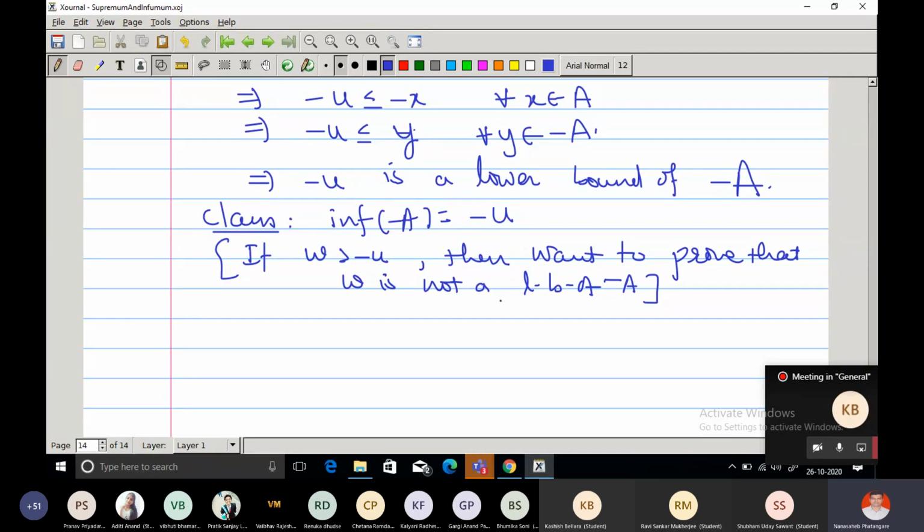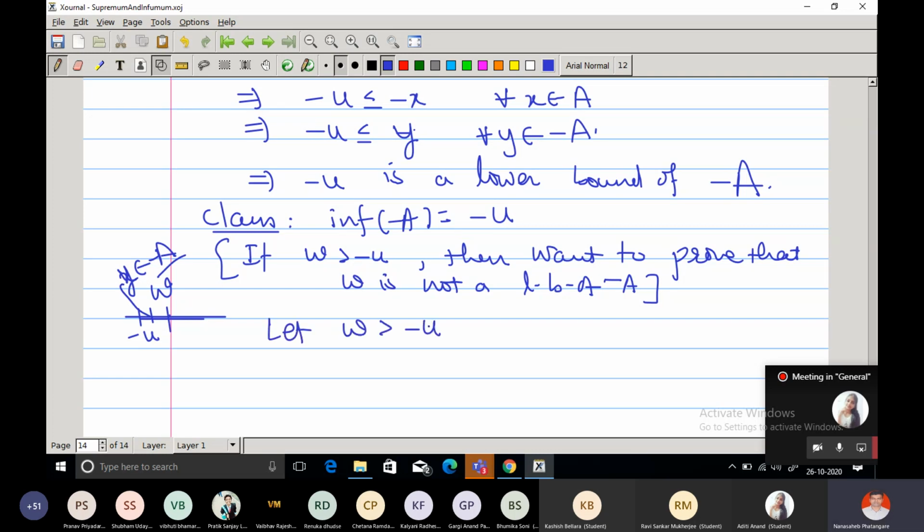Is it clear logically what we want? Yes, sir. Right. So our claim is that minus U is somewhere here and it is a lower bound of minus A. The greatest lower bound we want to prove. Suppose you choose any W, then we expect that W is not a lower bound. So we can produce some element in minus A which is less than W. This is our aim.